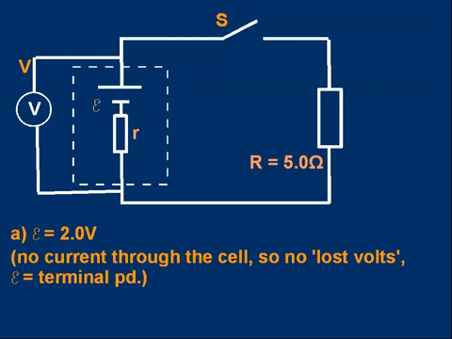Okay, the first part, the EMF, is easy. The EMF is 2.0 volts. That's what the voltmeter reads with the switch open. When there's no current going through the cell, there are no lost volts, and the EMF is equal to the terminal PD. That's why it's 2.0 volts, same as the voltmeter reading.